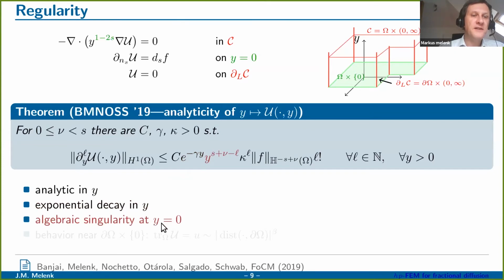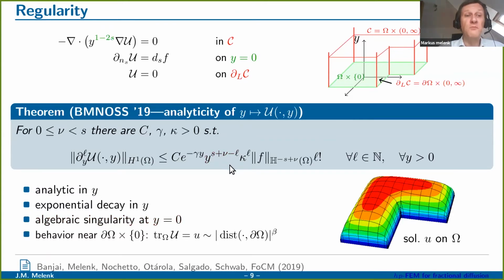There's an algebraic singularity at y equal to 0. You see that here in this highlighted term, because for each differentiation, for the Lth derivative, you have y to the minus L. So each time you differentiate, you pull out a factor 1 over y. Okay, one knows a little bit more about the solution behavior. For example, the trace on omega, the function little u, behaves like the distance to the boundary raised to a power that is not an integer. Here's a picture of what that looks like. So you see the typical algebraic edge singularity of the solution. So that is what's known.